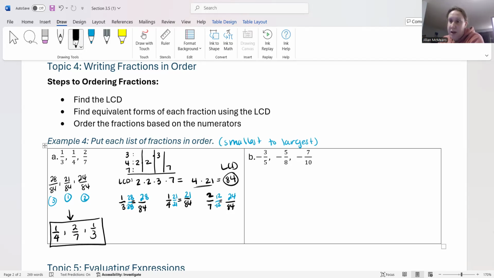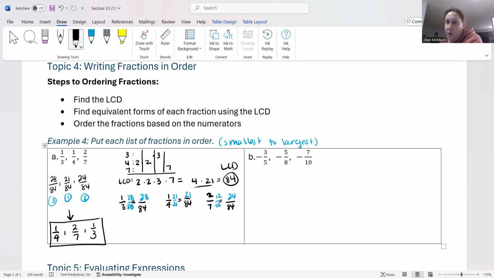So it's definitely a process finding the LCD and equivalent forms. It's not necessarily hard, but it takes some time, okay? So find your LCD, find your equivalent forms, and then order these numbers based on their numerators, okay? Let's do another one. And again, anytime you're dealing with negatives, you just have to be a little bit more careful, okay? So let's see, we've got 5, 8, and 10.